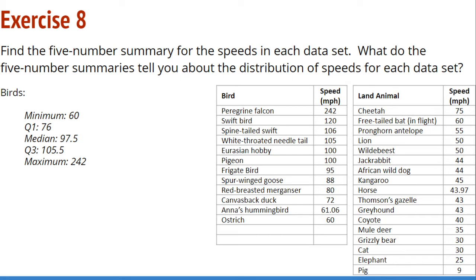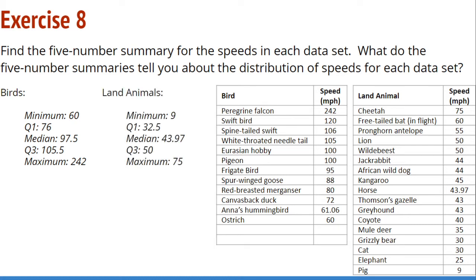Here's the 5-number summary for the birds. The minimum is 60. Quartile 1 is at 76. The median is at 97.5. Quartile 3 is at 105.5. And a maximum of 242.